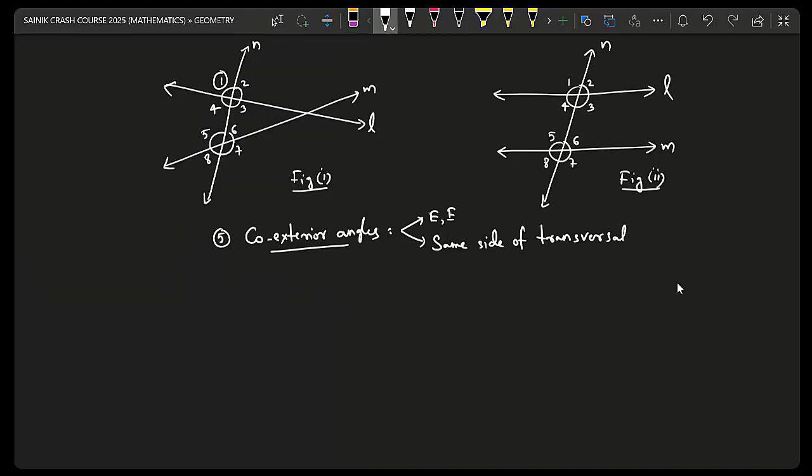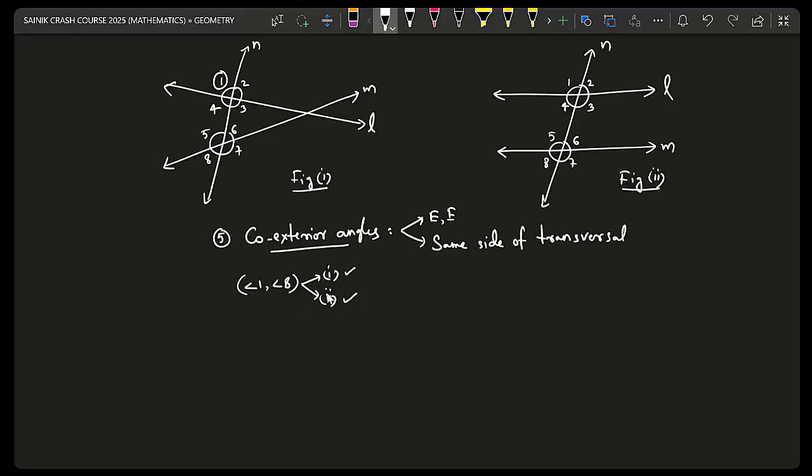Shreyansh, can you say any pair satisfying these two conditions? Yes, sir. 1 and 8. Yes, let us check condition by condition. What is the first condition, Shreyansh? Sir, both are exterior. Yes, 1 is exterior and 8 is also exterior. You can see 1, 2 formed outside, 7, 8 formed outside. Yes, both are exterior. And what is the second condition? Sir, same side of the transversal. 1 and 8 both are lying on the same side of the transversal, that is the left side of the transversal.